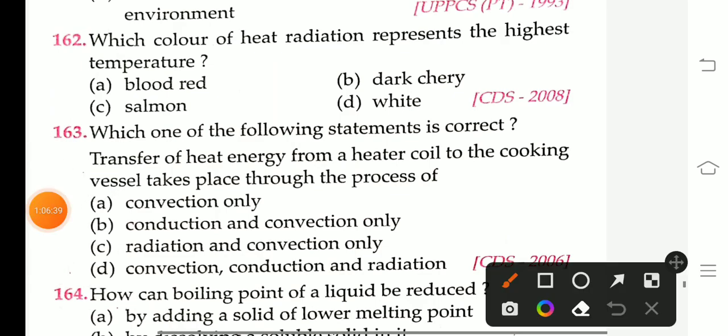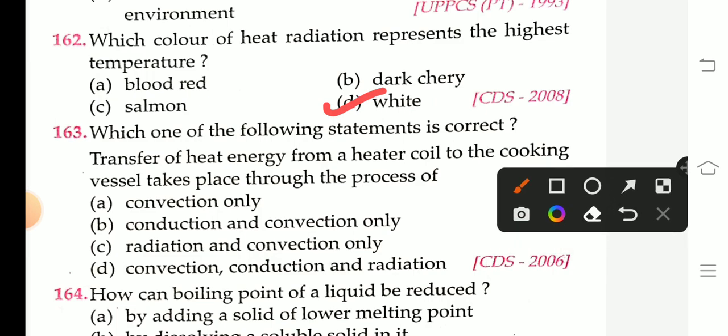Next, which color of heat radiation represents the highest temperature? Right answer option D, white. Next, which one of the following statements is correct? Transfer of heat energy from a heater coil to the cooking vessel takes place through the process of, right answer will be option C, radiation and convection only.